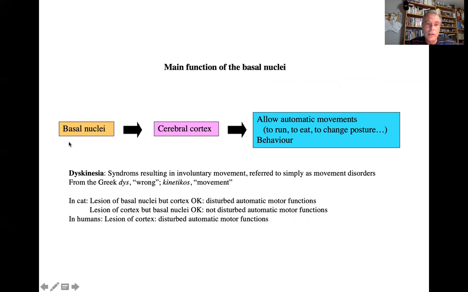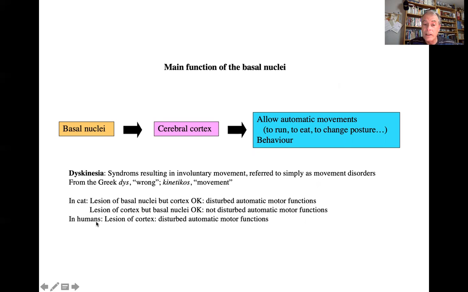As the basal nuclei are related with the cerebral cortex, their main functions are to allow automatic movements and behavior. Lesions are known as dyskinesias, a syndrome of involuntary disordered movements, okay? That comes from the Greek for wrong movements, dyskinesias. They may be caused by lesions that affect these basal nuclei, which are quite important in our domestic animals.